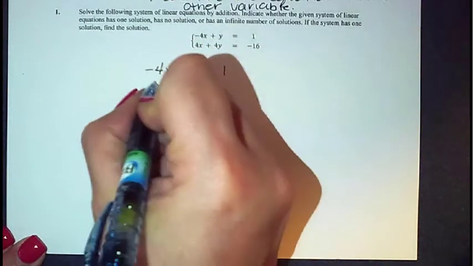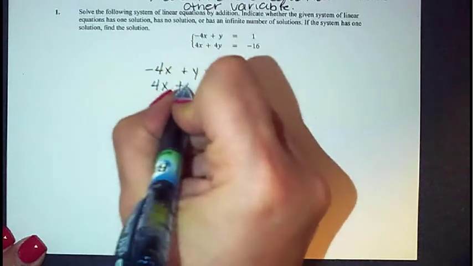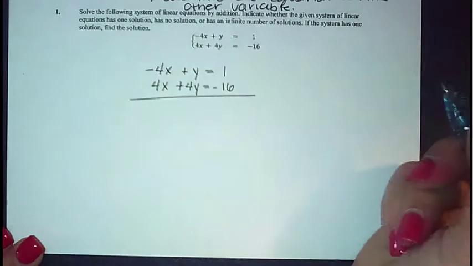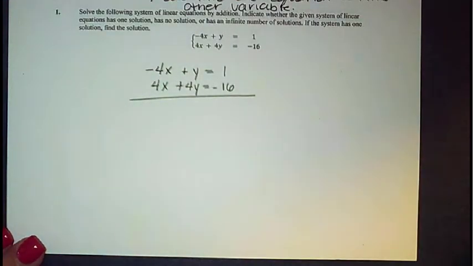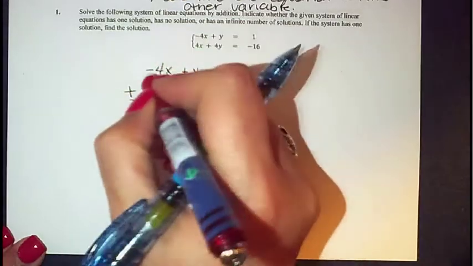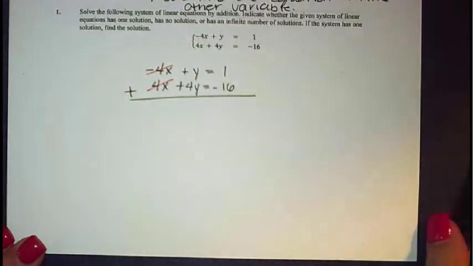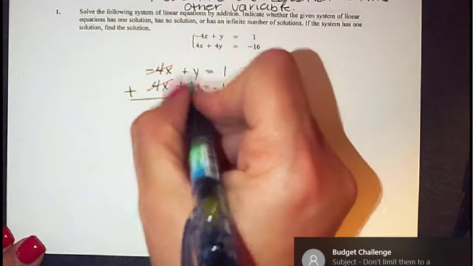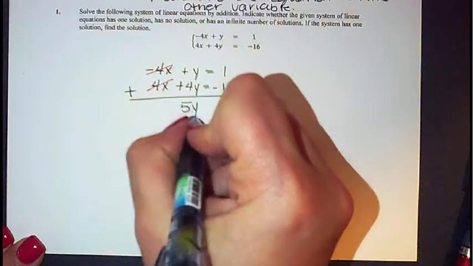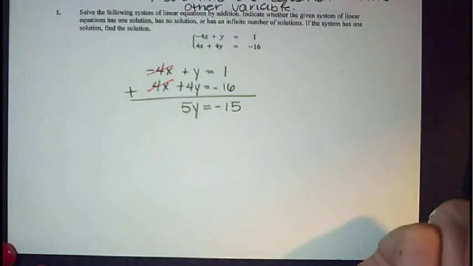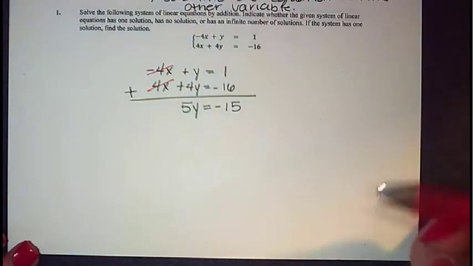Again, it's already set up for us, so that makes it a whole lot easier than trying to do it the other way. Adding my two equations together, my x's are going to cancel completely out, which is what I'm wanting to happen. Remember, I'm wanting one variable to completely go away. And here we're going to say 5y equals negative 15. Remember, watch your signs, making sure we've got all those signs correct.